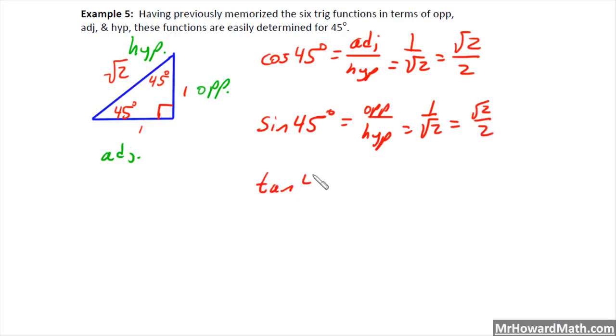And tangent of 45 degrees is opposite over adjacent. So that would be 1 over 1 or just 1. So tan 45 is 1.